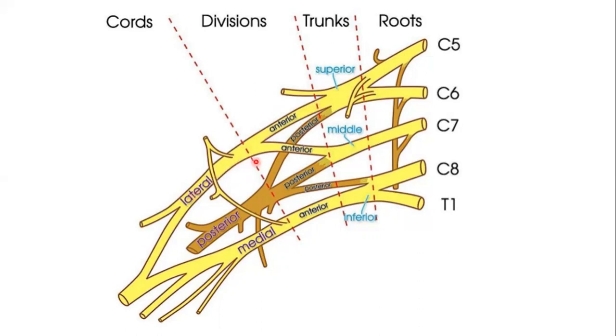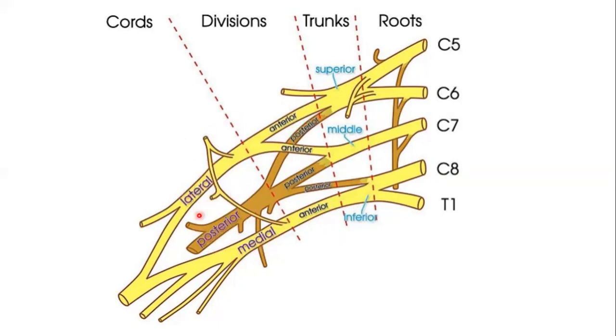Now the lateral cord is formed by the combination of anterior divisions from the superior and the middle trunk. These two anterior divisions combine to form the lateral cord, while the remaining anterior division from the inferior trunk continues as such and forms the medial cord. So we have 5 roots, 3 trunks, 6 divisions, and 3 cords. This is the lateral cord, this is medial, and this is posterior.